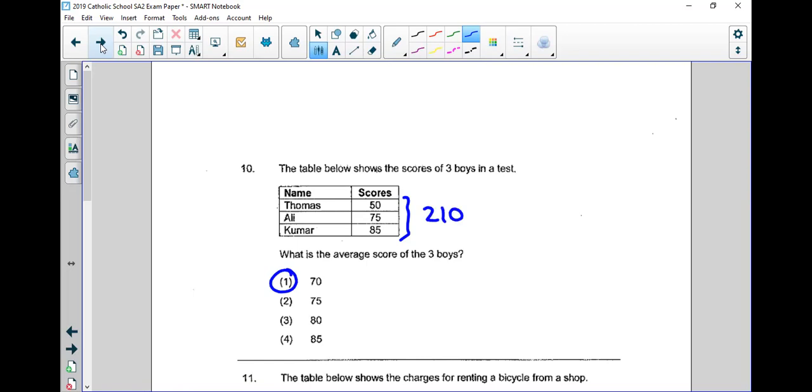Now, you never find average if you never divide. If you never divide, you did not find average. You have to divide by 3. And that's how you get the average score, 70. All right, those of you who never divide, you never find average. You have to divide.